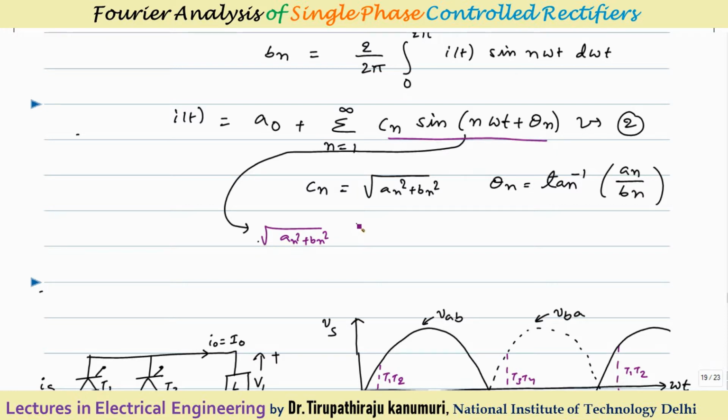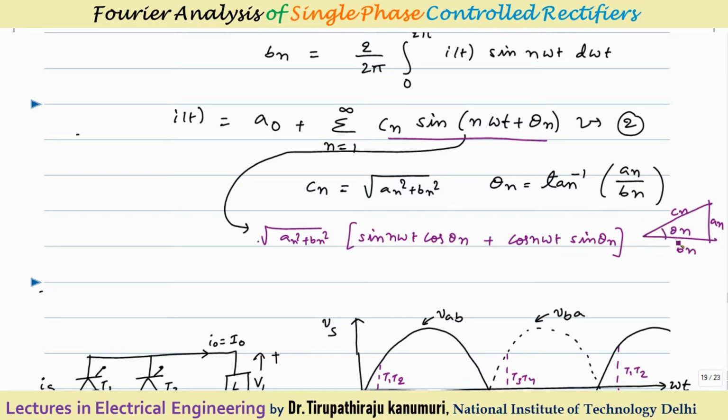Sin a plus b I can write in the form sin a cos b plus cos a sin b, agree with me: sin of n omega t into cos theta n plus cos n omega t into sin theta n. Let us try to represent these things. From this theta n, I can construct a triangle. This angle is theta n, because we know that tan theta is equal to opposite by adjacent. That means this side is an, this side is bn, and square root of an square plus bn square I am taking as cn, this will be equal to cn.